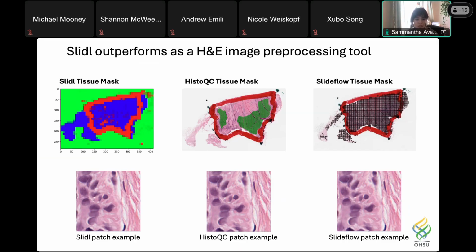And so lastly, if we look at the bottom row, comparing each patch image, we can see that each patch essentially is the same from each tool. And so for our project, we decided to use Slidle as our pre-processing tool to not only segment key tissue regions, but also for patch generation.